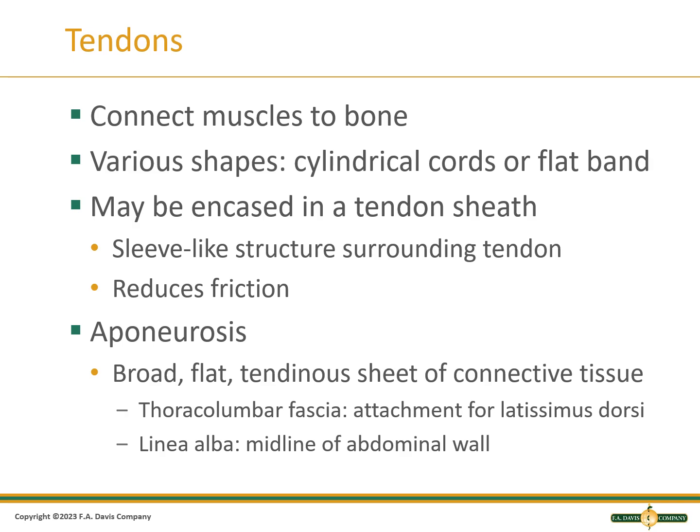An aponeurosis is a broad, flat, tendinous sheet of connective tissue where the muscle belly fans out into the tendinous material. Examples of aponeuroses in the body include the thoracolumbar fascia, which is where your latissimus dorsi fans out across your lower back to attach to the pelvis, and the linea alba at the midline of your abdomen, where each side of rectus abdominis meets.